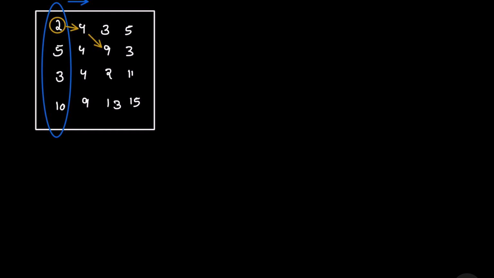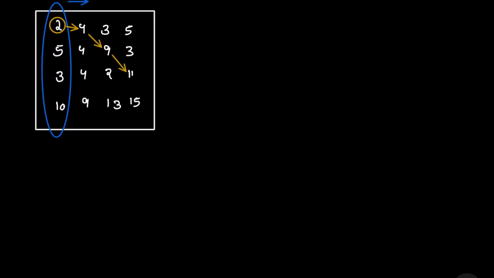And always remember, you can only move one step at a time. Now from this 9, where can you go? Can you go to 5? No, because 5 is less than 9. Can you go to 3? No, because again 3 is less than 9. Can you go to 11? Yes, definitely we can. Now see how many nodes we traversed in propagating from 2 to 11. First was 4, second was 9, third was 11. That means what I have got here is 3 nodes traversed.